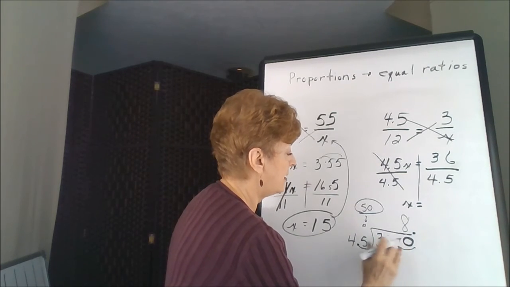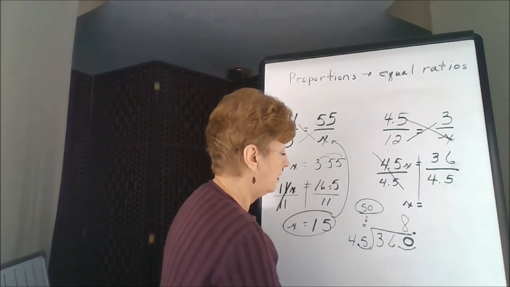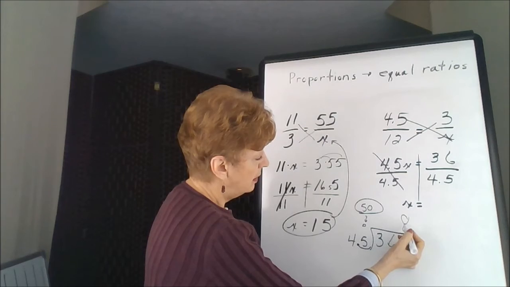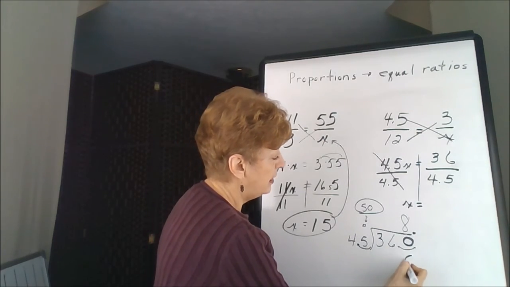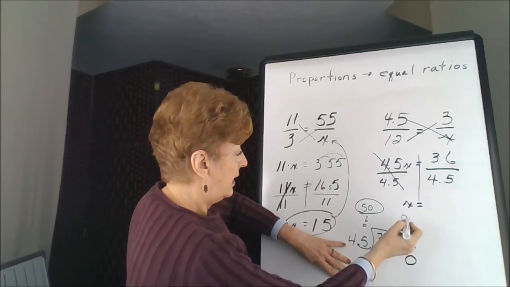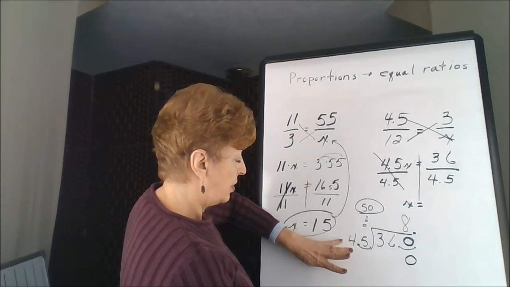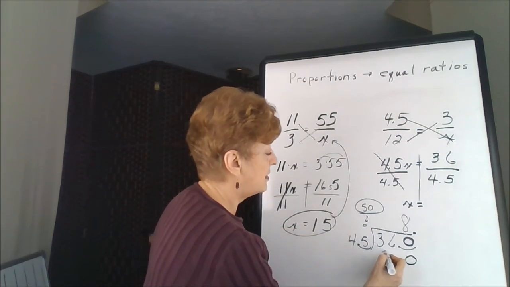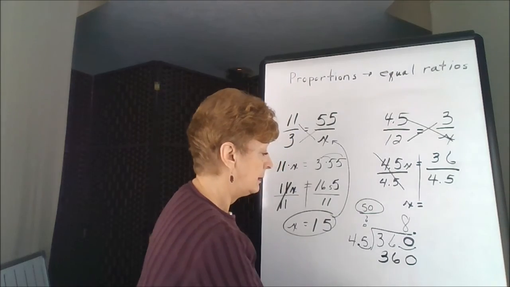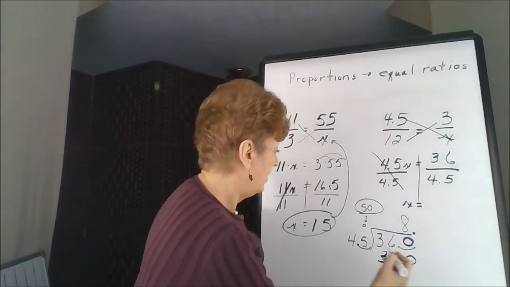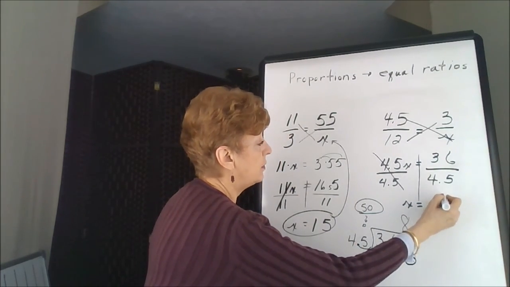Let's take our numbers back so we're not messy. 8 times 5 is 40. Carry 4. 8 times 4 is 32, 33, 34, 35, 36. Now it worked out perfectly. So x is equal to 8.